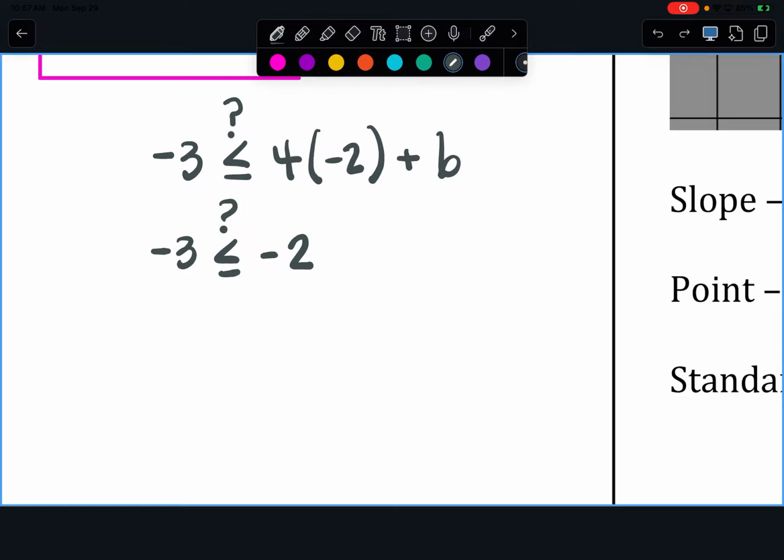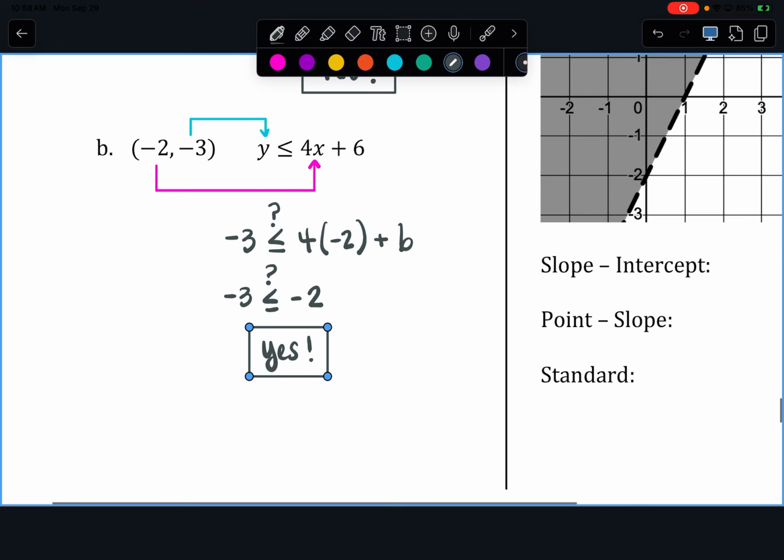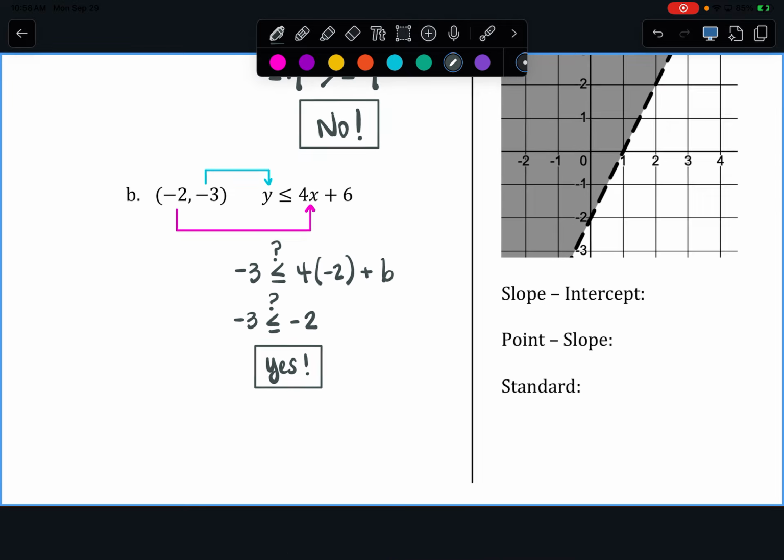Remember on the number line, the negatives are reversed, right? So yes, negative 3 is less than negative 2, which means yes, the point negative 2, negative 3 would lie in the shaded region if I were to graph it, right? But again, it's so much faster not to have to graph it, but if you want to, you can.